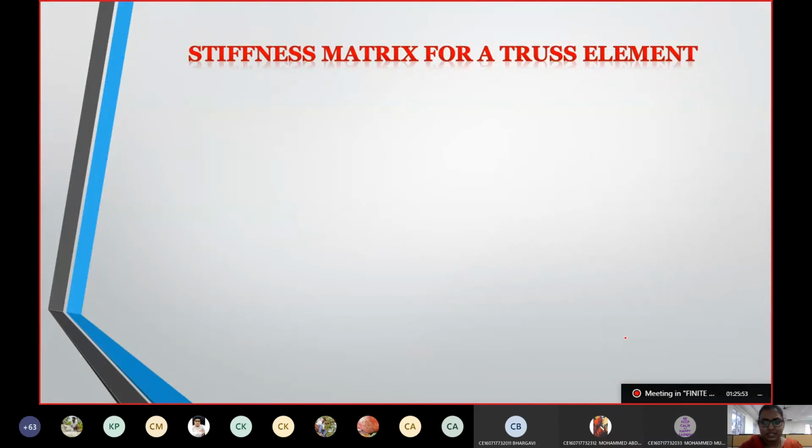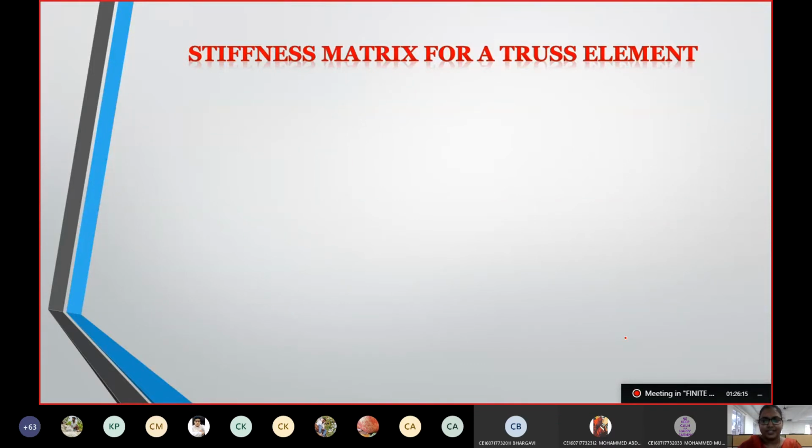Warren truss, yes. Very good. Curved flange truss. Okay. All right. Any more?